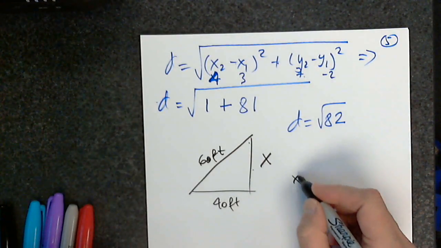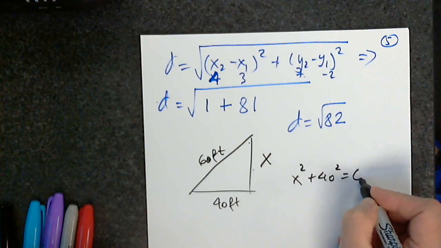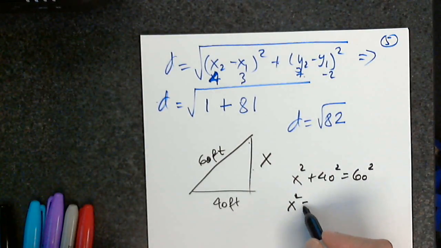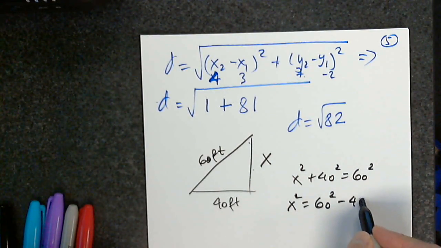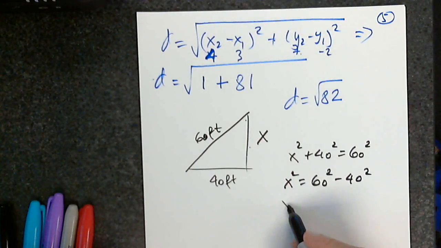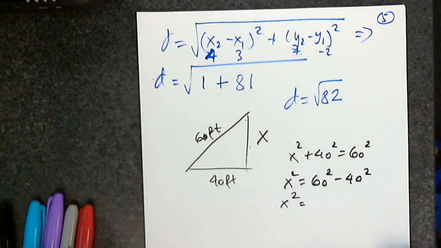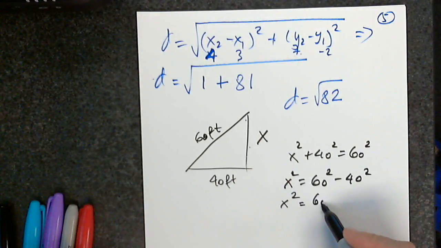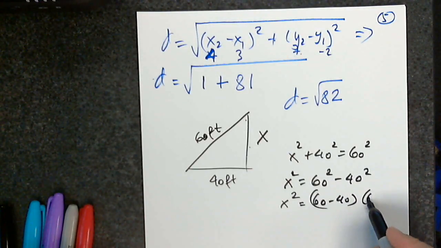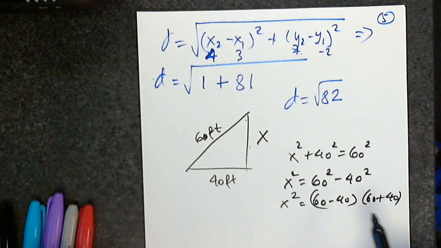X squared plus 40 squared. Exactly. X squared plus 40 squared equals 60 squared. So then x squared will be 60 squared minus 40 squared. This is what I like to do, because we know the formula a squared minus b squared: 60 minus 40, 60 plus 40. I don't need to do this because I can use the graphing calculator, but it's much easier. 20 and this is 100, so I know it's 2,000.